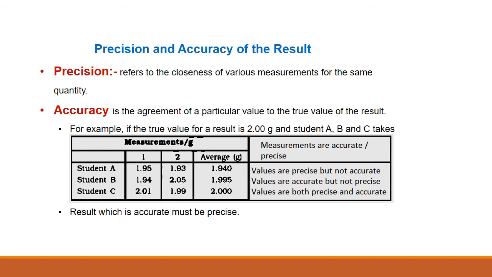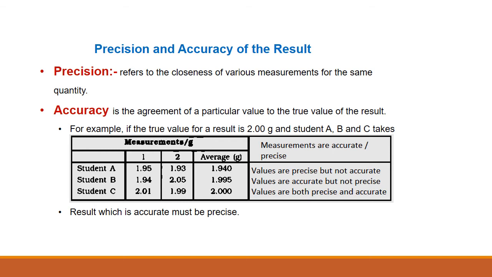And accuracy is the agreement of a particular value to the true value of the result, meaning whatever he is observing or measuring is closer to the true value of the result. For example, in the given example, the true value is 2.00 and the students are A, B and C. Student A has two values which are very close to each other. So this result is precise but not accurate.